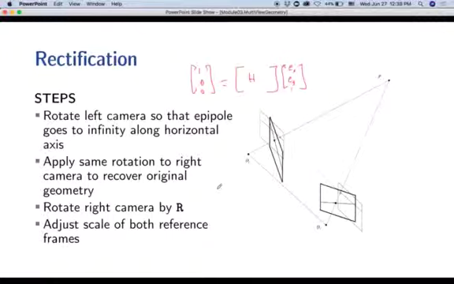This algorithm, I think, is by Zhang. There are a bunch of different rectification algorithms, and this one is by Zhang, I think.